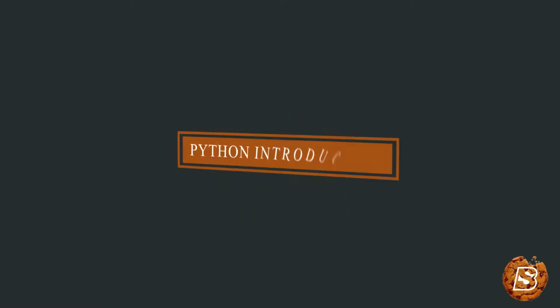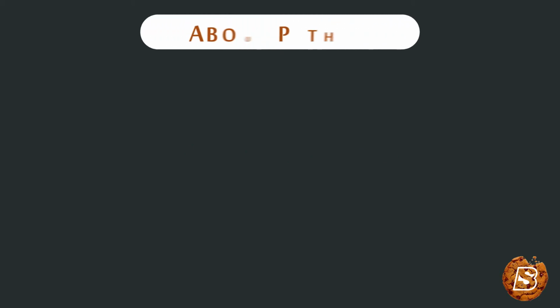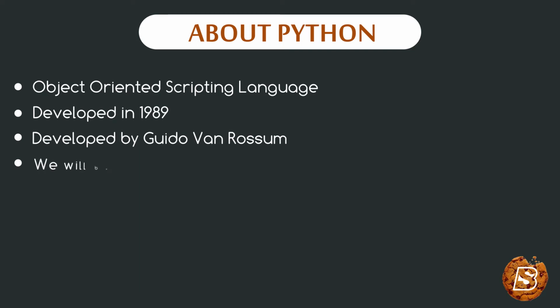Welcome to Python Essentials. In this course, we'll be covering Python 3. So let's first understand what exactly Python is. Python is an object-oriented scripting language, and it was developed in the year 1989 by Guido van Rossum.